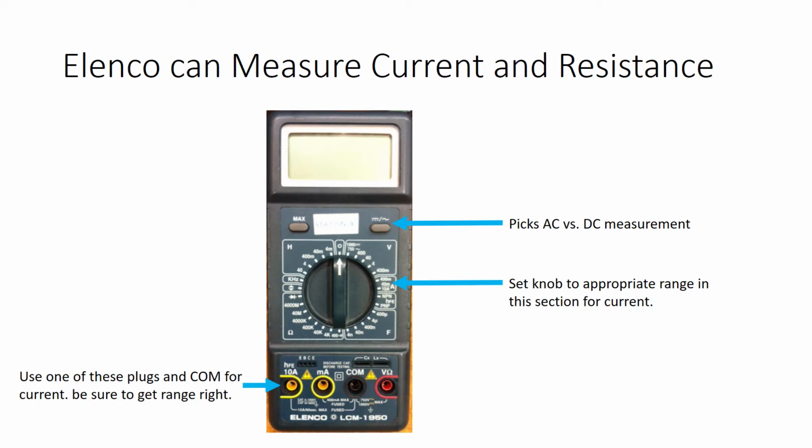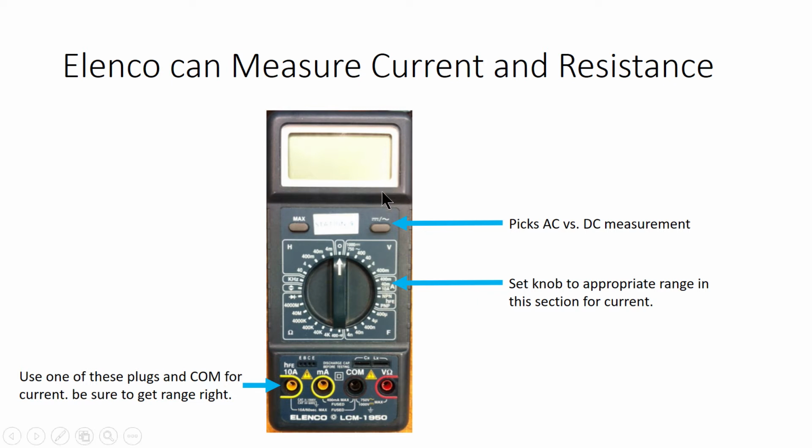It can also take current measurements. To take them, you use the COM plug and the two current plugs that are highlighted in yellow over here. You pick which current plug to use based on the amount of current you expect to measure. One of these is suitable for very high currents, like 10 amps, and the other is suitable for lower currents, on the order of milliamps. The milliamps plug has a really delicate fuse inside of it, so you need to make sure that you only put milliamps through that terminal, or you'll blow the fuse, or worse.